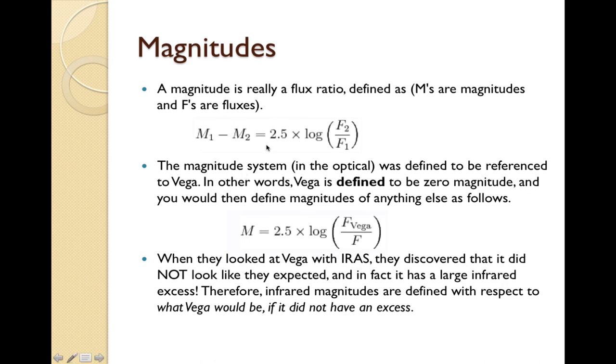But look, I defined this a second ago by saying magnitude of object 1 minus magnitude of object 2. This also works if you have the magnitude of an object at one band minus a measurement of that same object at a different band. That is 2.5 times the log of the fluxes of the same object through two different bands. And this is the definition of a color. So when we say B minus V or U minus B, this is the ratio of the fluxes at those two bands for the same object.